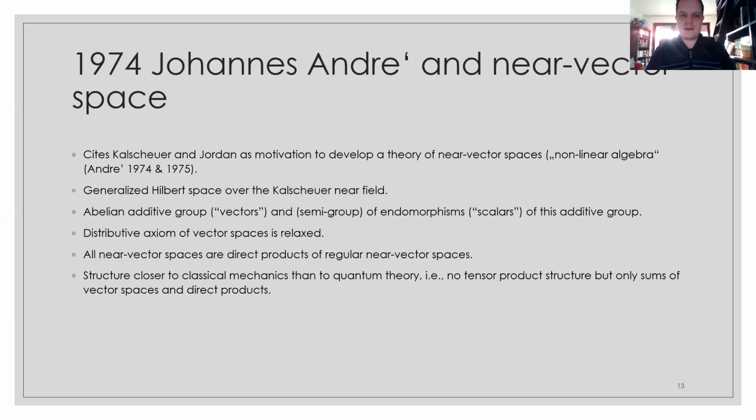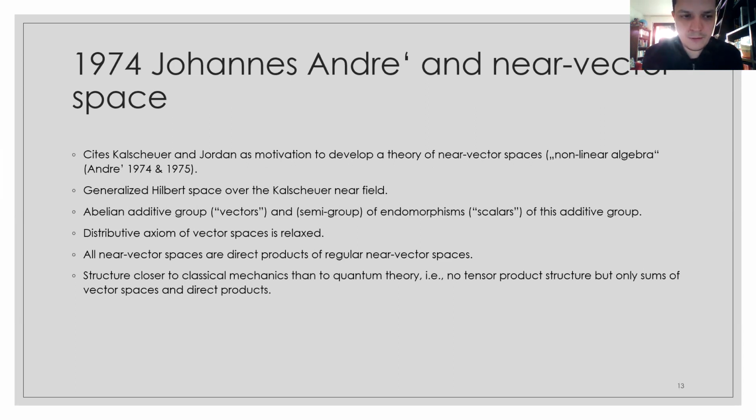Okay. Then in 1974, the German mathematician Johannes André tried to generalize vector spaces by developing near vector spaces. He also quoted Karzel and Jordan as a motivation to develop the theory of near vector spaces as a kind of nonlinear algebra. And he proposed to develop a generalized Hilbert space over the Karzel near field. His near vector spaces are formed by an abelian additive group, which forms the commutative group under addition from the vectors, and then he takes endomorphisms of this abelian group as the scalars, which form the semigroup, and he then drops the distributive axiom of vector spaces to develop a near vector space.